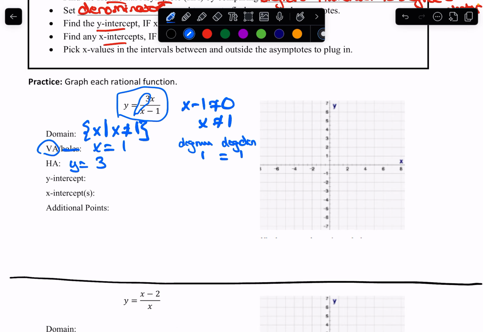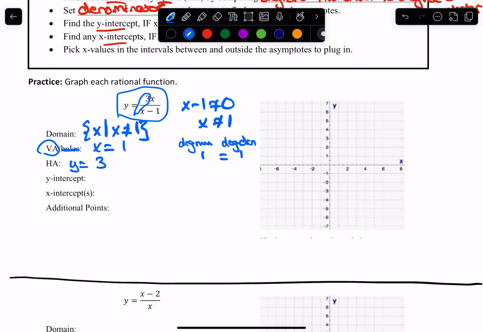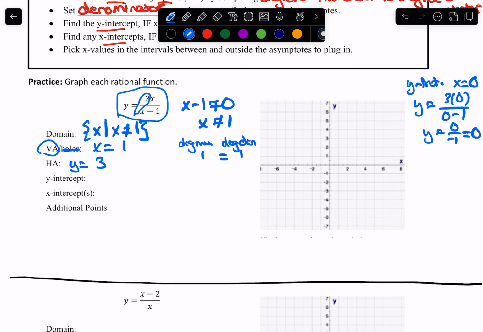Next, we need to figure out the x and y intercepts and if we need any additional points. Our y-intercept is going to be x equals 0. So y equals 3 times 0 over 0 minus 1. y equals 0 over negative 1, which is 0. So our y-intercept is going to be 0, 0.